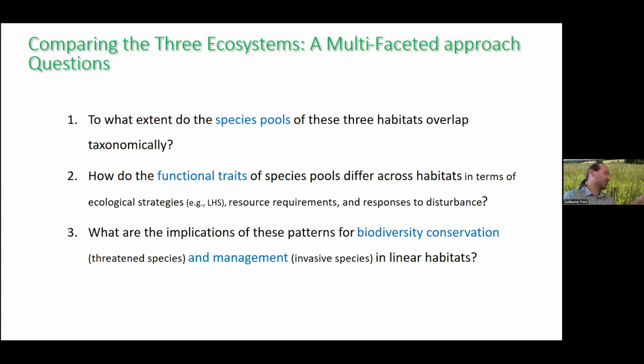So we ask three questions. First, to what extent do the species pools of these three habitats overlap taxonomically? How do the functional traits of species pools differ across habitats in terms of ecological strategy, resource requirements, and responses to disturbance? And finally, what are the implications of this pattern for biodiversity conservation, especially for endangered species, and also for management of invasive species in linear habitats?